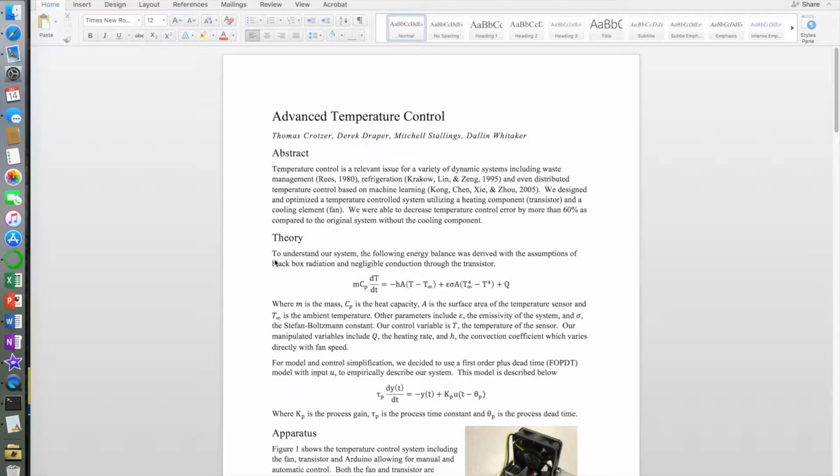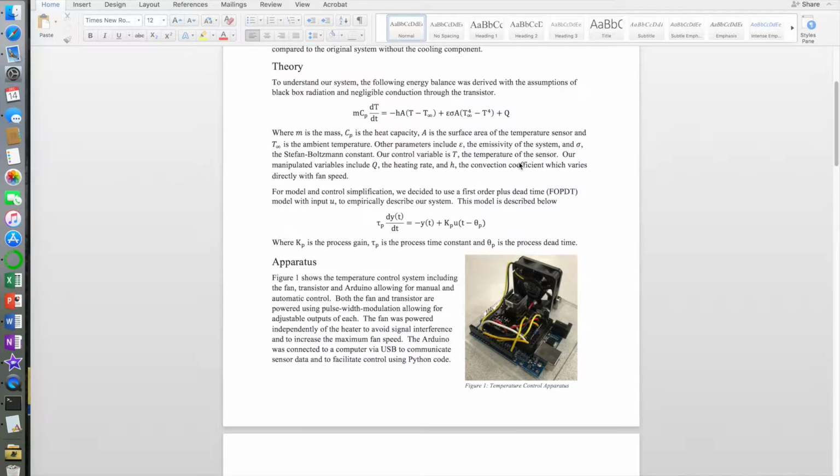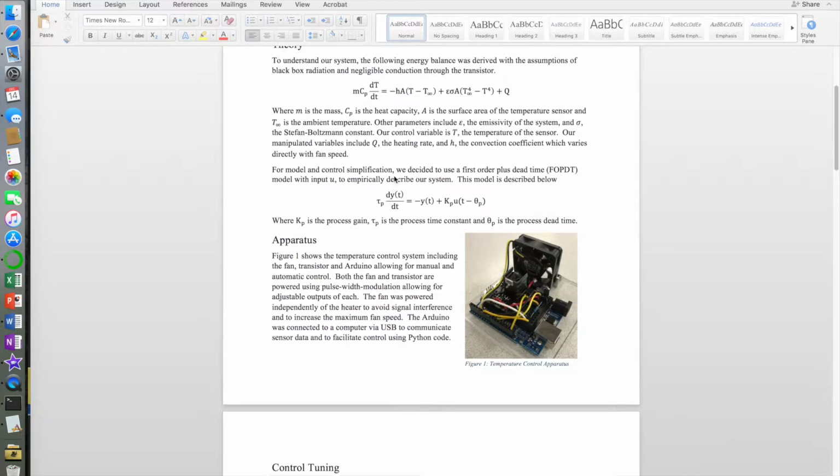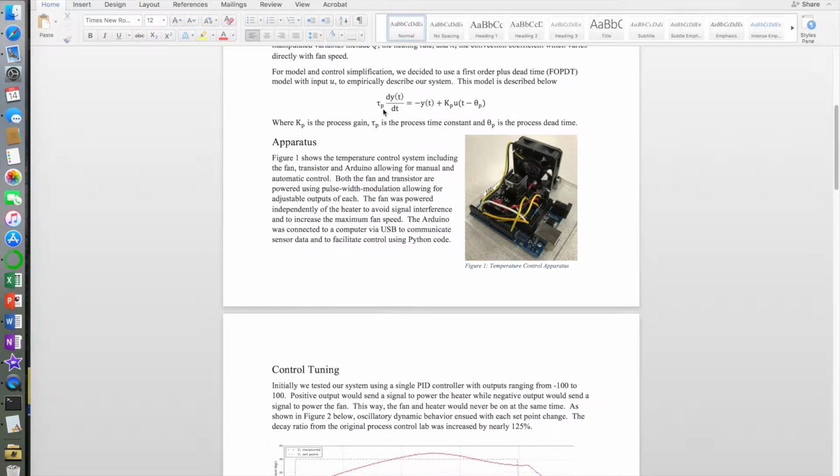Okay, so to go into a little bit of the theory, what's going on behind the scenes here, this is just an energy balance that is derived with the assumptions of black box radiation and negligible conduction through the transistor. Essentially, this describes how the temperature changes with our system, with the heat input being Q and our fan speed controlling this H value right here. Because that model is rather complicated, we decided to use just a first order plus dead time model outlined right here. This model will allow us to put a controller on our system and allow us to get the temperature control that we want.